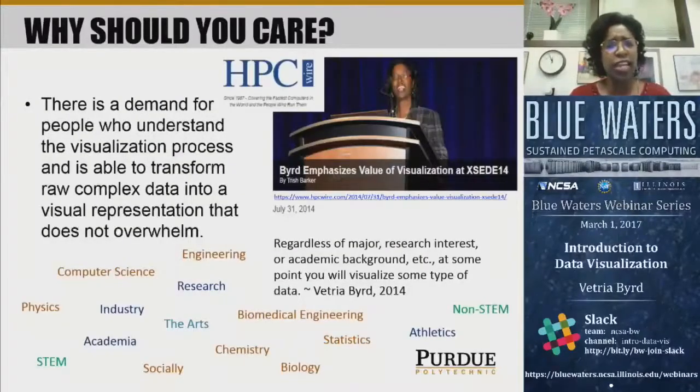So why should you care? Again, everywhere you look, there are opportunities to incorporate data visualization into your research, whether it's STEM or non-STEM. Just daily interaction gives you an opportunity to look at how you can transform this information in such a way that it makes much more sense to a broader range of people other than just the researchers who are working with that data.